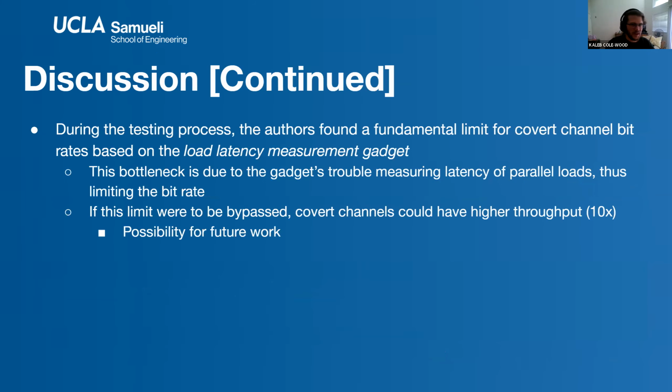And then lastly, the authors discovered a bottleneck for all covert channels, which has to do with the load latency measurement gadget. And basically, this gadget prevents the transmission of parallel loads across a covert channel. And this in turn limits the throughput or the bit rate. And if this limit were to be bypassed, possibly through future work, then you could achieve a much higher bit rate, for instance, 10 times the proposed bit rates now.